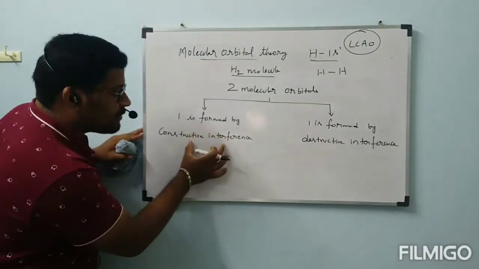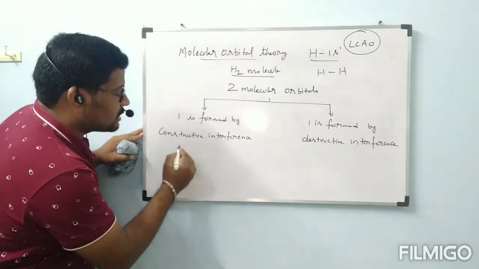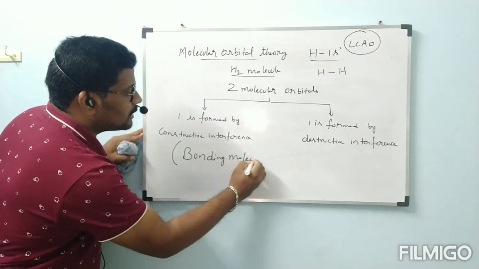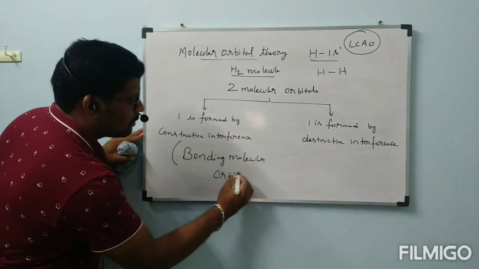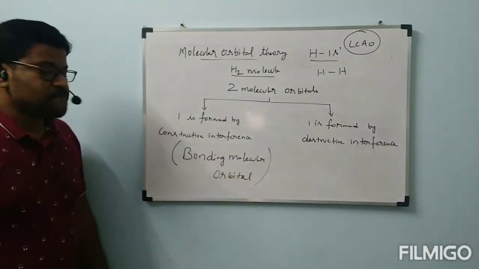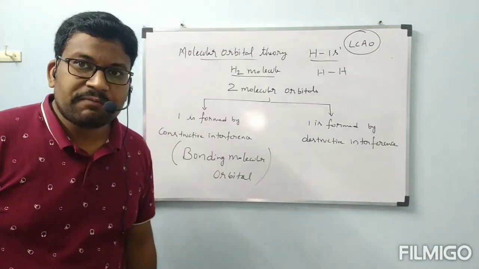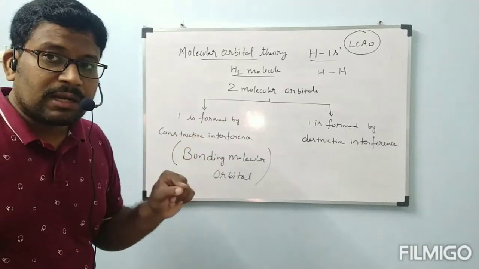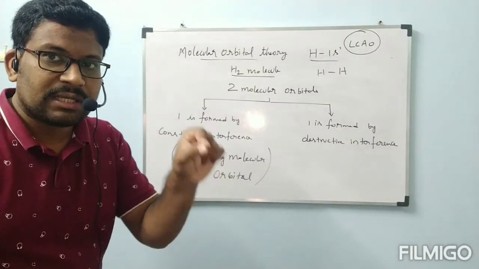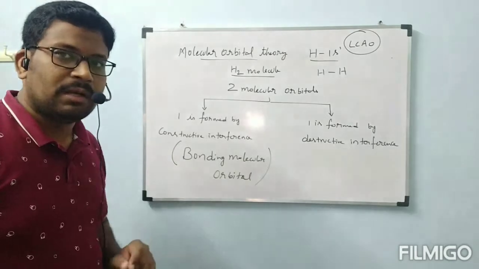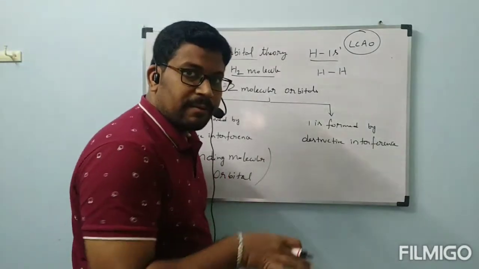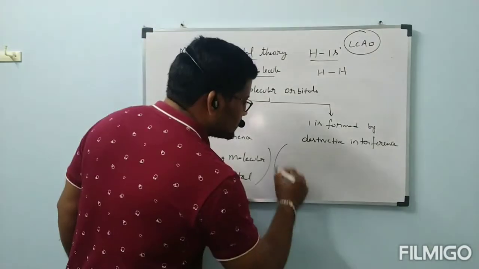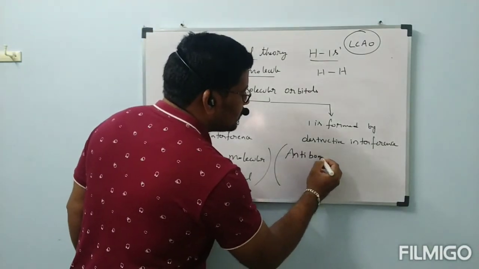The molecular orbital which is formed by constructive interference is called the bonding molecular orbital. And the one which is formed by destructive interference is called the anti-bonding molecular orbital.